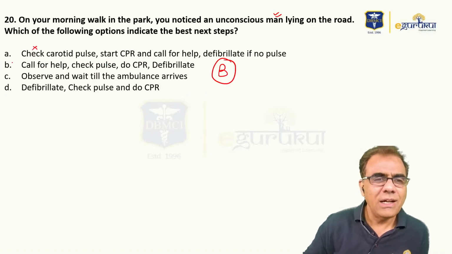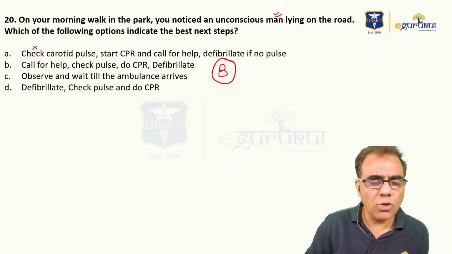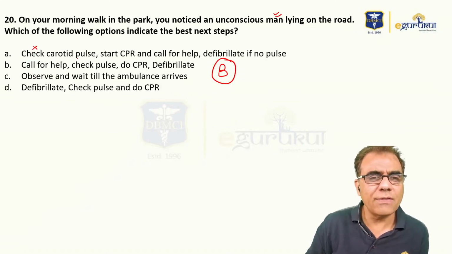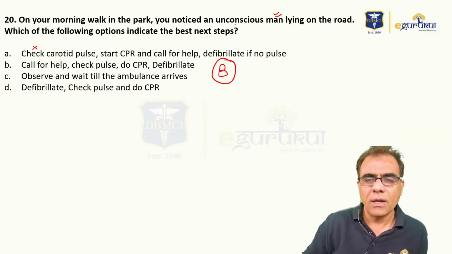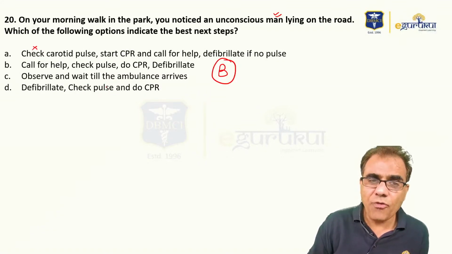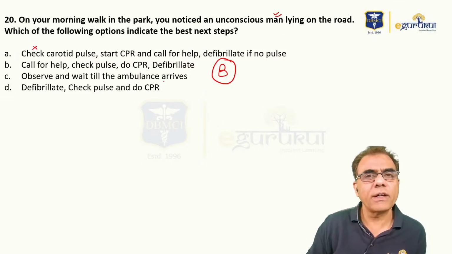So first assess responsiveness, then call for help, but assess responsiveness is not there. So already that has been considered, you have already done that. So now you call for medical services, then check pulse and breathing, start CPR and defibrillate. You cannot just observe and wait till ambulance arrives. You have to start CPR. Yes, if pulses are palpable and breathing is also there, then in that case you will observe and wait. But obviously before that you have to assess and confirm that patient is not pulseless, not breathless.